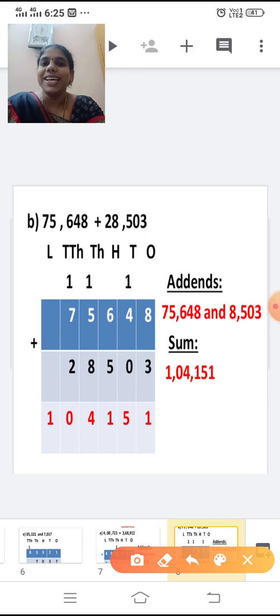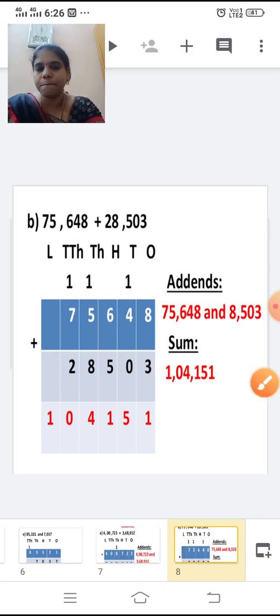So we are going to add 75,648 and 28,503. We are going to add 75,648 and 28,503. Shall we add these two numbers? And after that, we are going to write the addends and the sum.